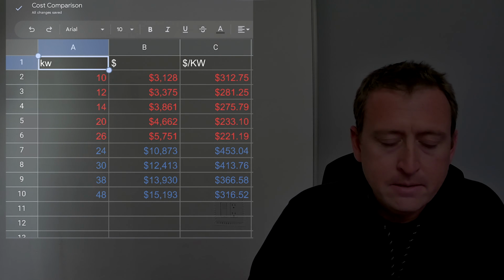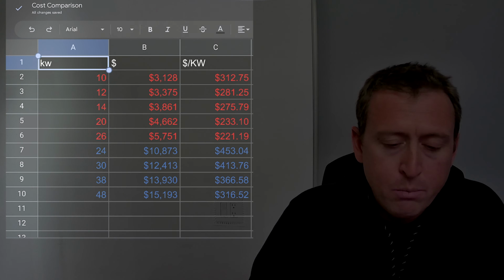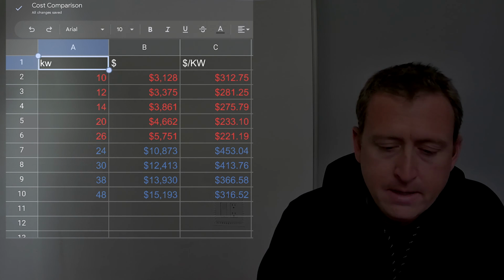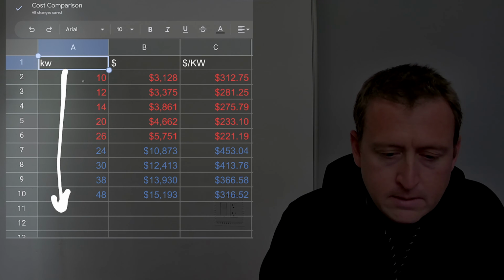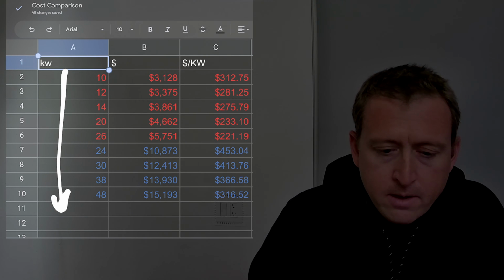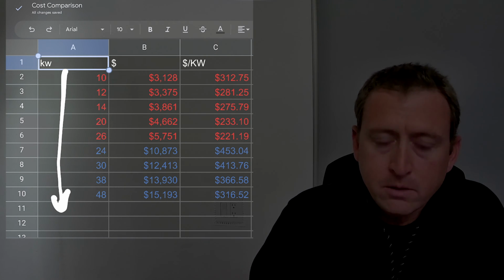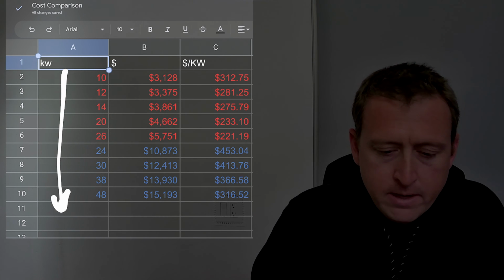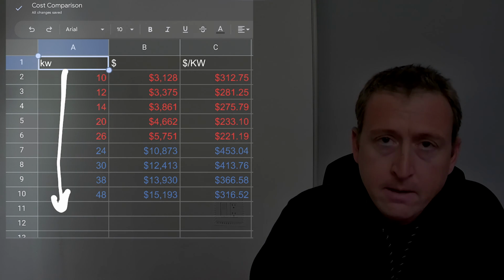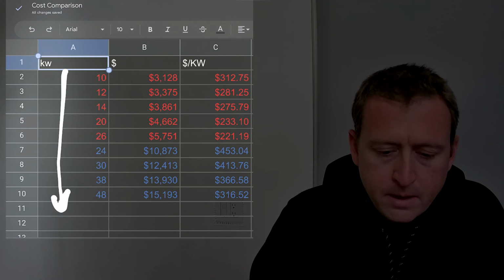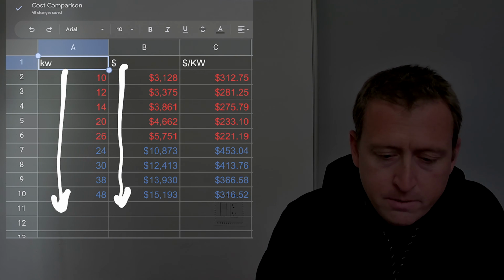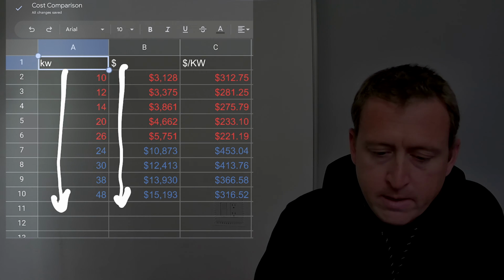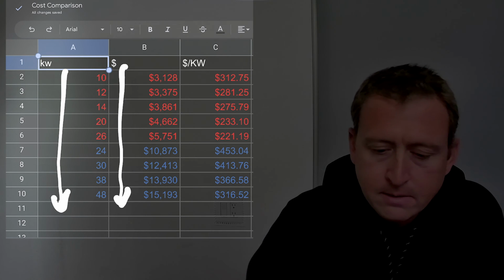The first thing, as you would expect, the main driver for the cost is its size. Basically, how big is it as measured in output power? So column A that we can see here, going down, it's getting bigger, right? So 10 kilowatts is a starting point. That's about the smallest you can get a standby generator, all the way down to 48 kilowatts at the bottom. Comparing it to column B, you can see the numbers also get bigger. So the bigger the generator, the more it costs.